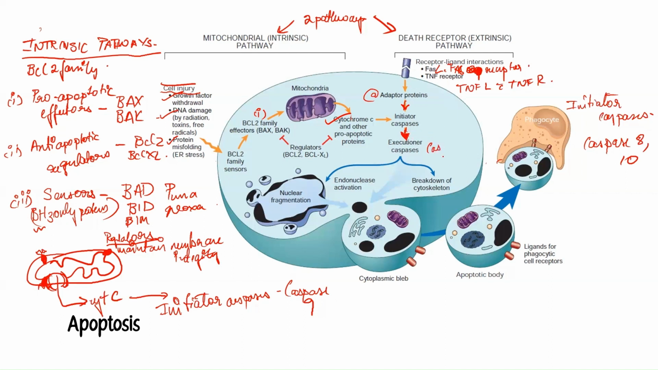The executioner caspases are caspase 3, 6, which activate endonuclease and proteases. The endonuclease causes ordered condensation and fragmentation, nuclear fragmentation, and there is breakdown of cytoskeleton with formation of apoptotic bodies. These apoptotic bodies have some ligands for phagocytic receptors. These are phosphatidylserine ligands, which can be recognized by a phagocyte and can be removed, essentially causing no inflammation.